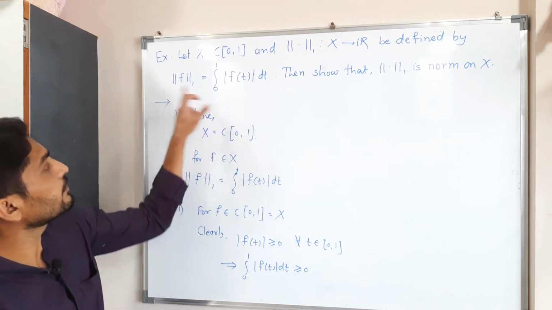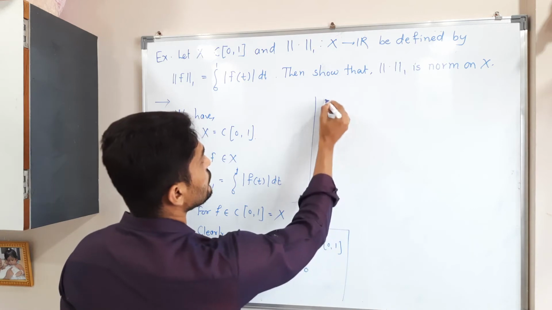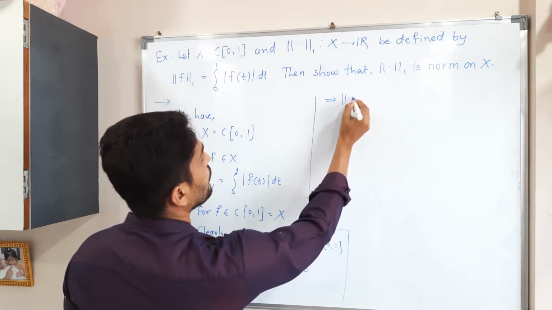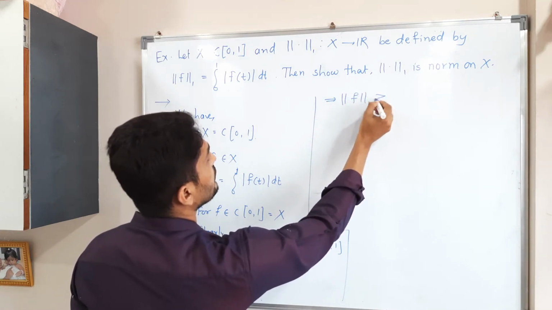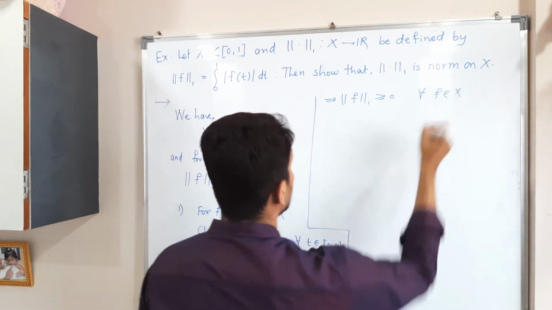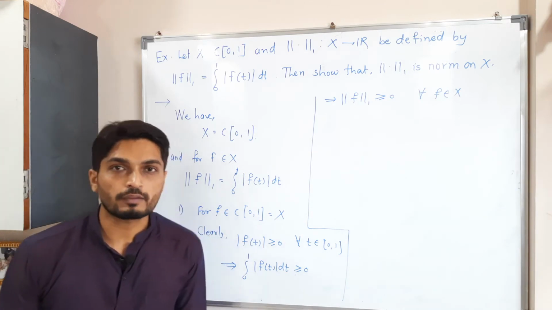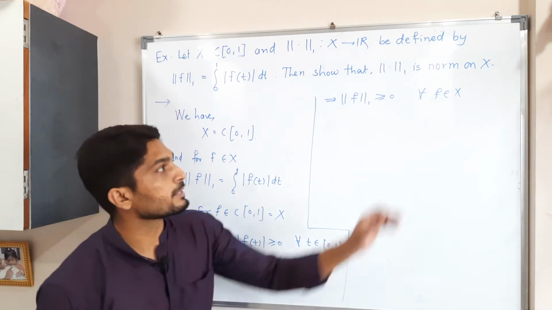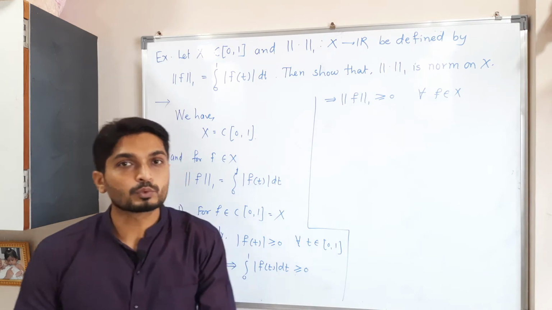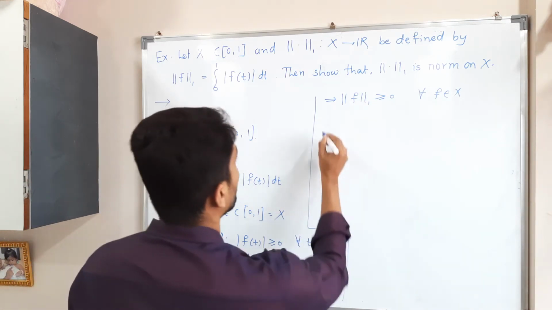But this is nothing but the definition of norm 1. So I can write this is the definition of norm 1. So norm f 1 is greater than or equal to 0, and this is true for each f belongs to x. Since we had chosen any arbitrary f and it is true for f, that's why it is true for all elements of x. So in this way we prove the first property. Now let us try to prove the second property. What is the second property?